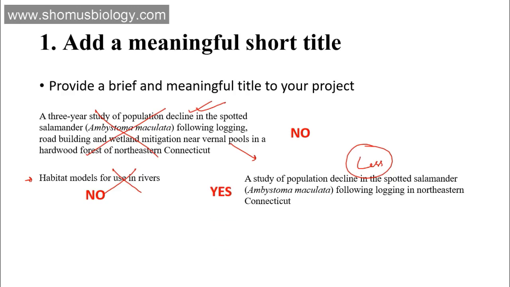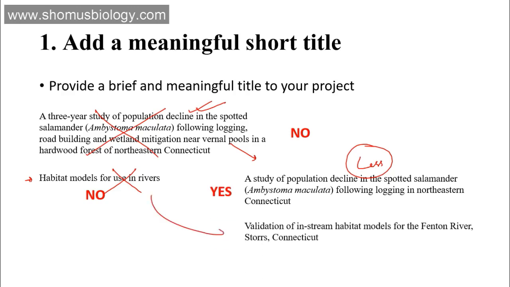So it's absolutely yes. Another one: the second option was too short, but now if you write "Validation of in-stream habitat models for the Fenton River, Storrs, Connecticut," if someone reads the short title, they do not get any idea about it, but if they read this title, they get some idea about it. So obviously yes. This is how you should frame a title. Remember, do not explain too much, but explain exactly what you are about to do.